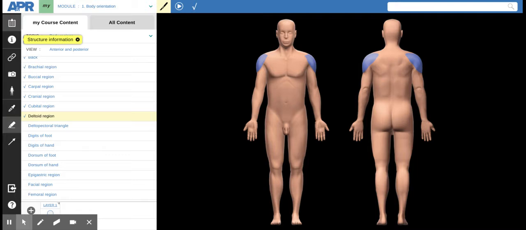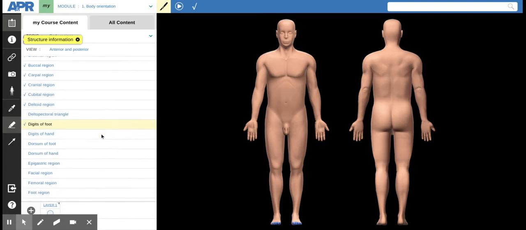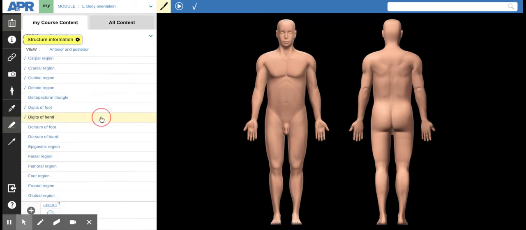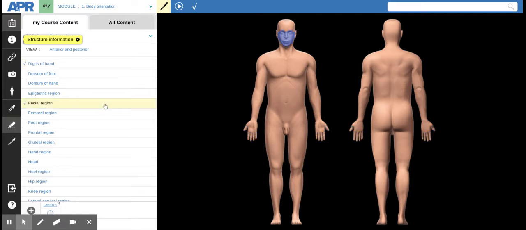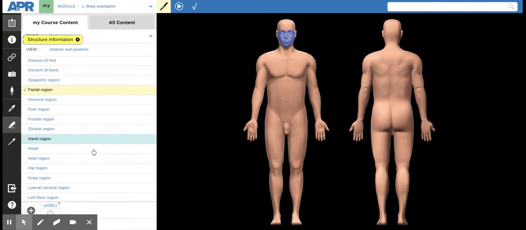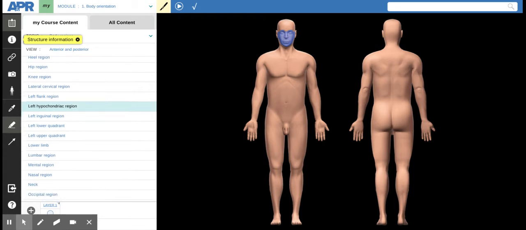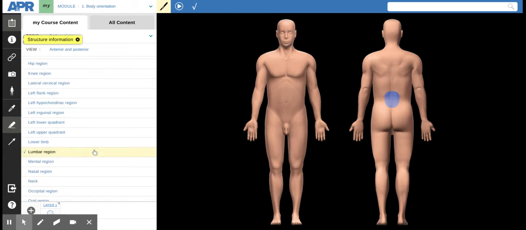Deltoid region meaning like the side top of the shoulders where your deltoid muscles are. The digital region of the foot being the toes. The digital region of the hand being the fingers. Sometimes we see the facial region meaning the face structures. We've got lumbar region meaning the lower back. Mental region meaning the chin area.